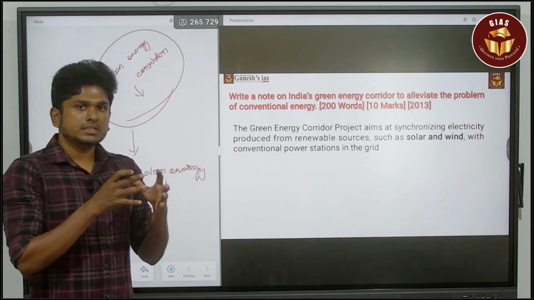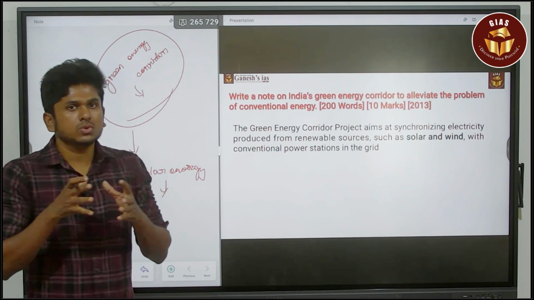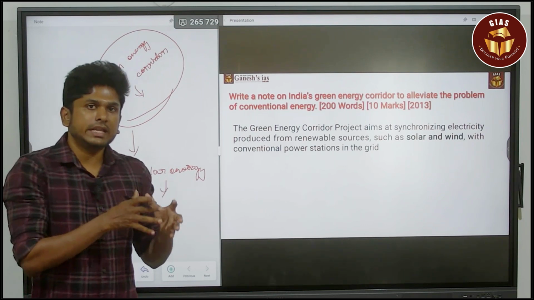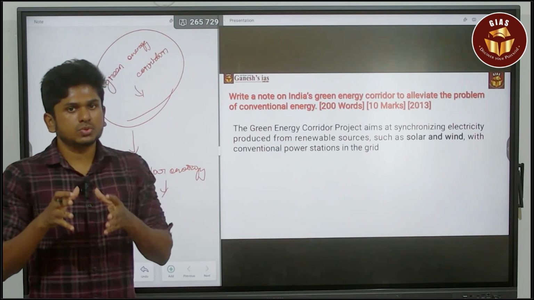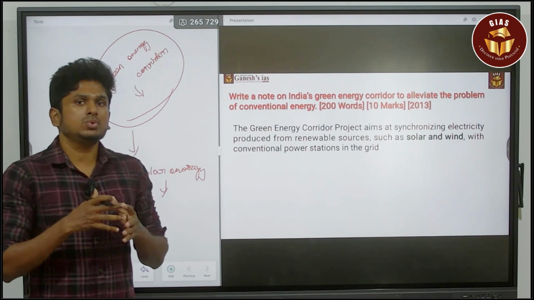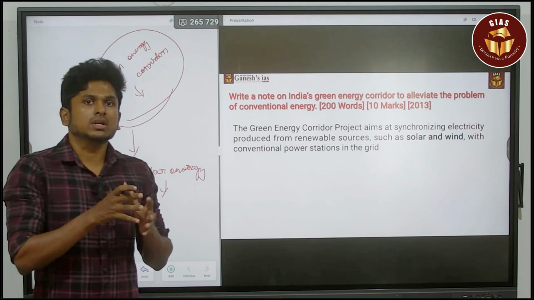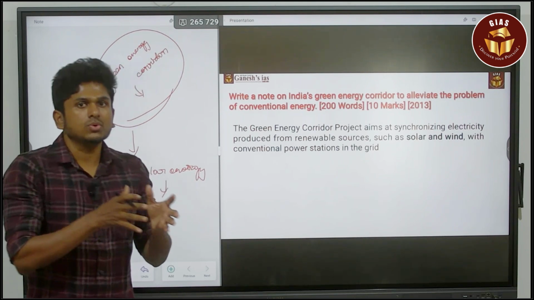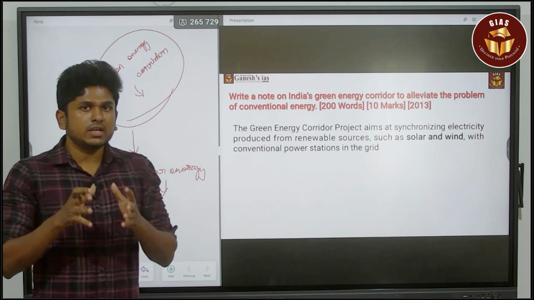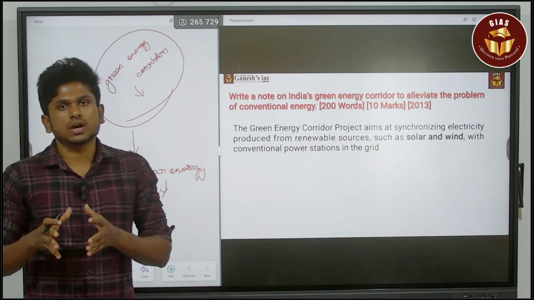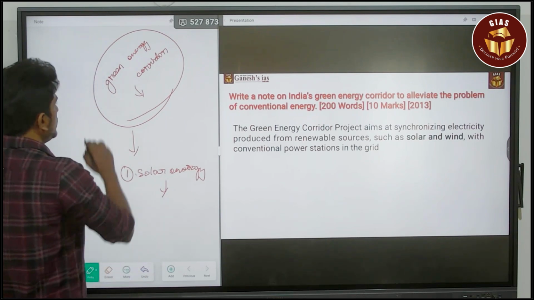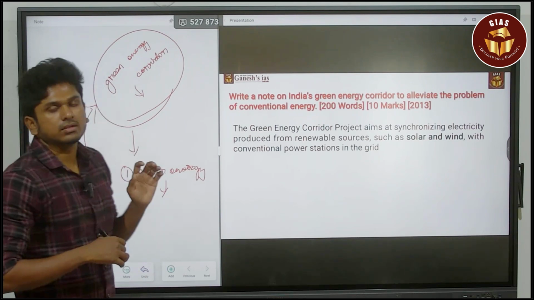So due to the sun only you are getting this solar energy. So we need to use that solar energy at the daytime only. Afterwards we have to store it and use it. So in that scenario, we need to have both conventional energy and also renewable energy. By that way only we can use it for our wise use or our needs. So that is why we need a green energy corridor.